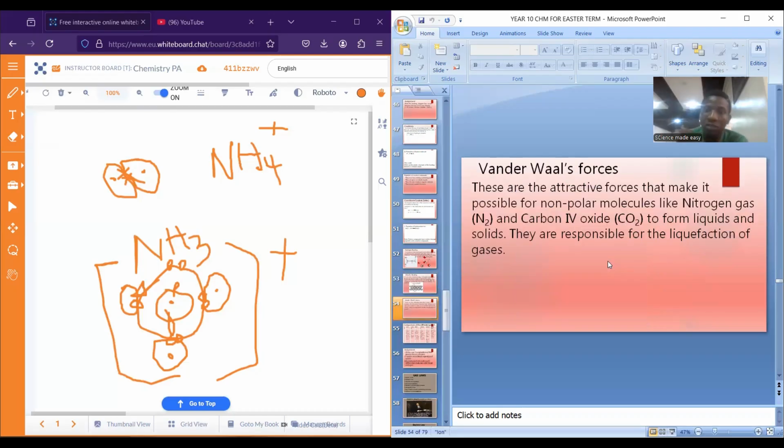So you also have Van der Waals forces. This one actually occurs mostly in gases. It is a weak attractive force in gases. They are used in the liquefaction of gases. For example, iodine gas, carbon dioxide, nitrogen gas. The kind of forces that bind them together are Van der Waals forces. It is a weak attractive force.